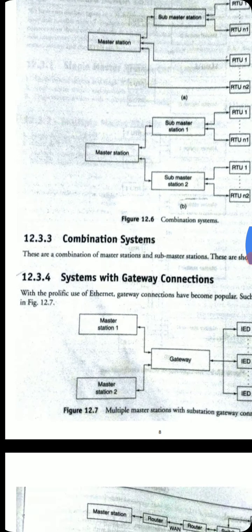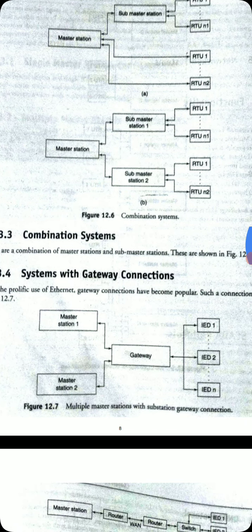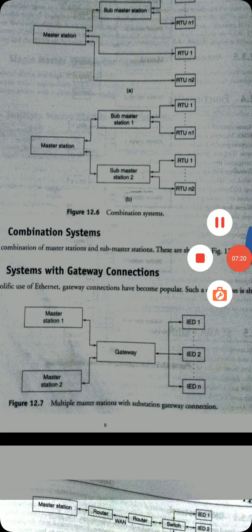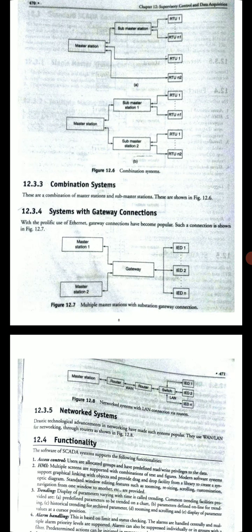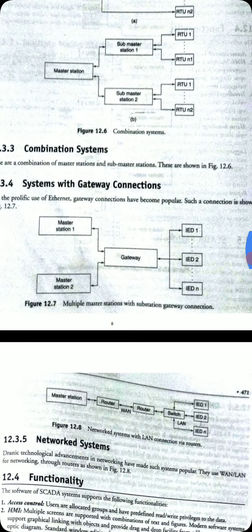And the next one is the system with gateway connection. You can see here there is one gateway in between. Two master stations are there, and they go through the gateway, and that gateway is connected to different intelligent electronic devices, IED 1 to IED N. So this is the multiple master station with substation gateway connection. It is called the gateway connection.